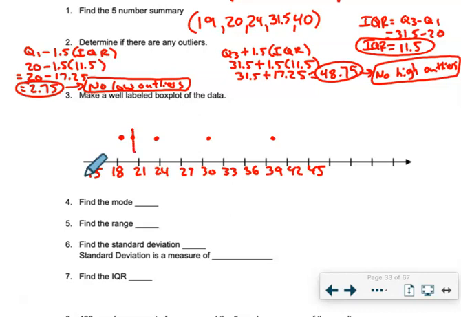Okay, the middle 3 get your box, tail to the bottom, tail to the top, and that's it. This one had no outliers, so we don't need to replace anything with a star.